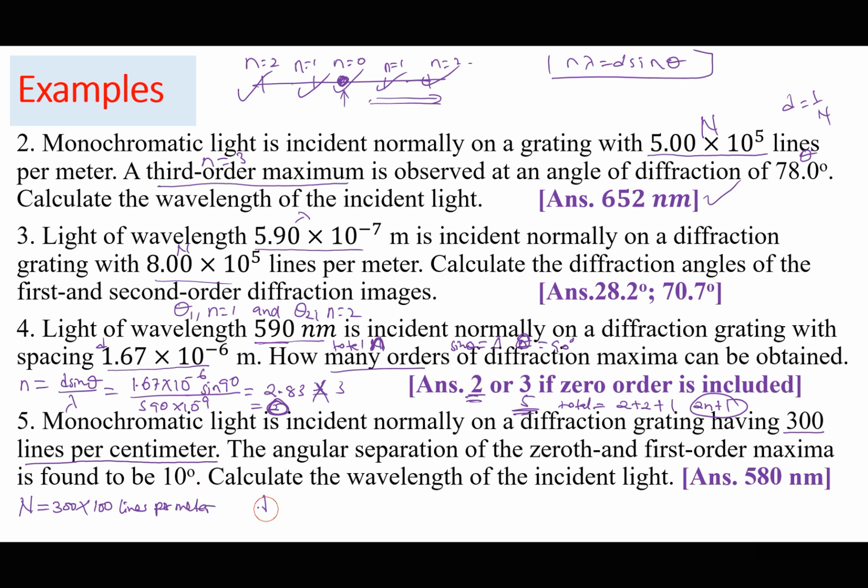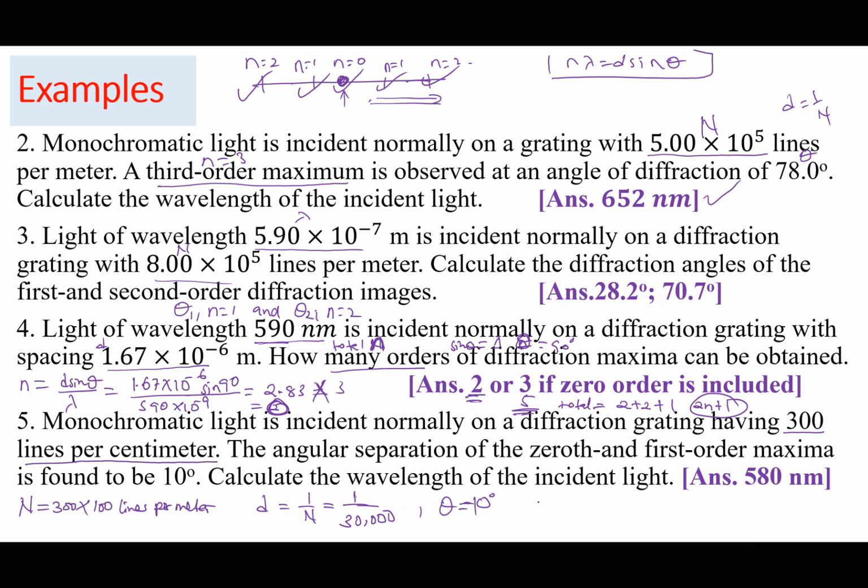So it means now I can find d as 1 over n. So d could be 1 divided by 30,000. So that would be my value for d. The angular separation of the zeroth and the first order maxima is found to be 10. So theta is 10, because theta is always measured from the center. Calculate the wavelength of the incident light.